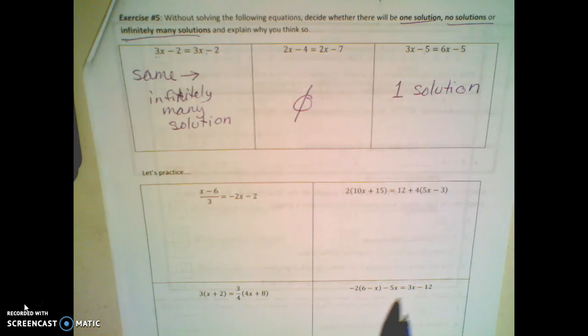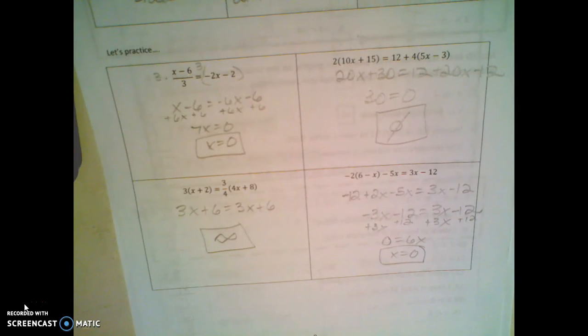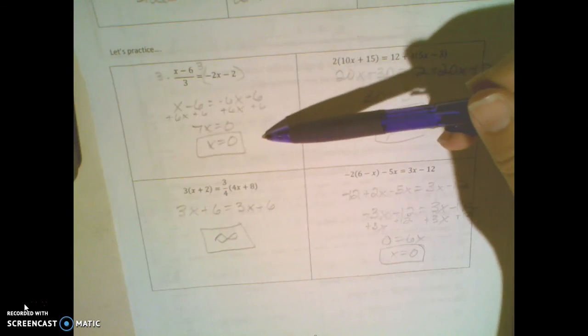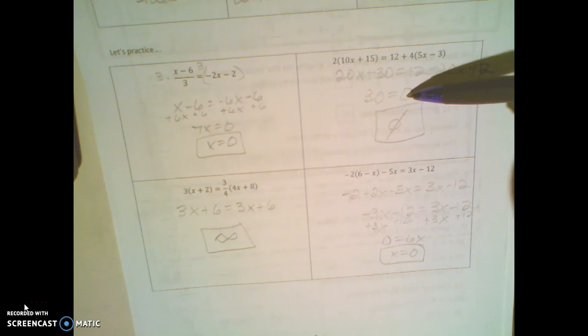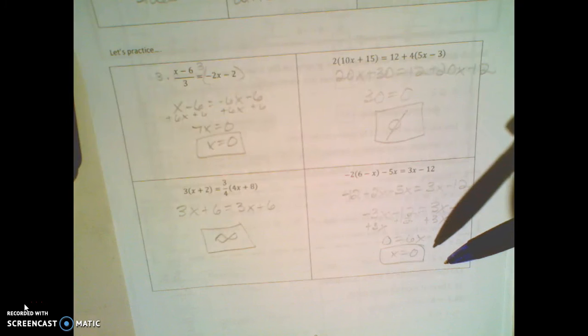Okay, so I want you to try these 4 at the bottom. Pause it while you give them a try, and then come back and take a look at the answers. Okay, so here we are. For this one right here, our answer is x equals 0, so one solution. This one, no solution, because 30 will never equal 0. On this one, infinitely many solutions, and this one down here, x equals 0.